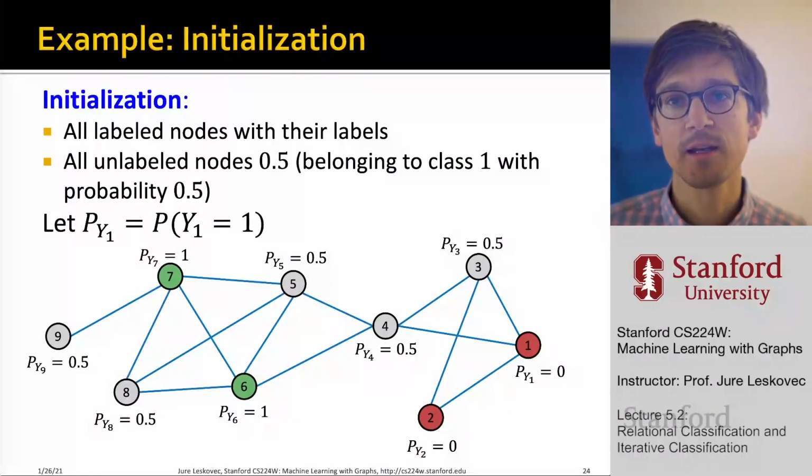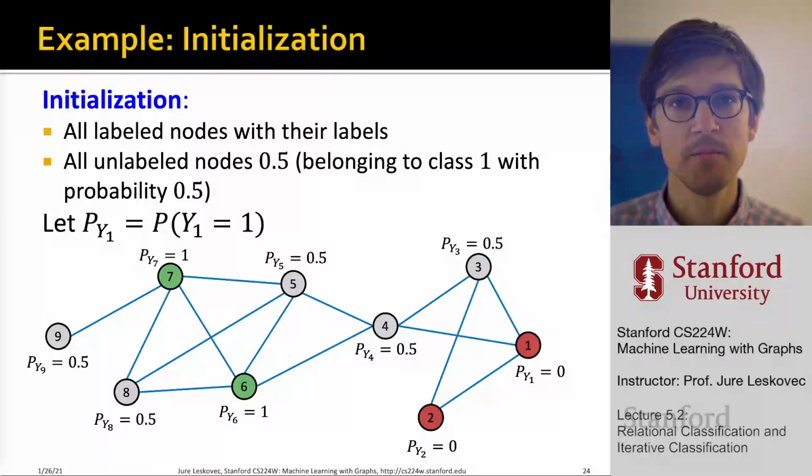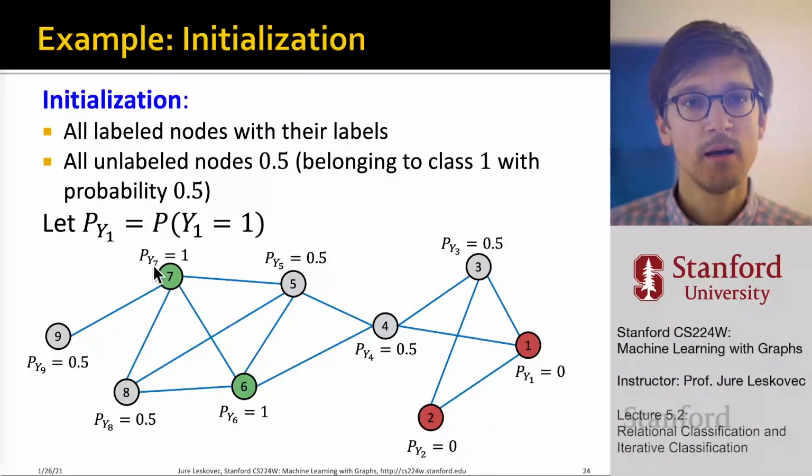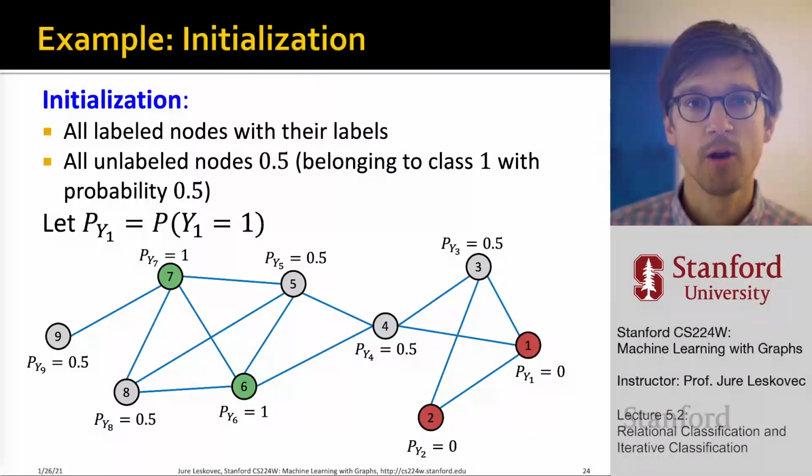So let me give you now an example of how one could implement this simple method. First, we are going to initialize all labeled nodes with their true labels, and we are going to fix this. So these probabilities of green and red nodes remain fixed. This says node 7 belongs to the green class with probability 1, while node 2 belongs to the green class with probability 0 because it's red. And then all the unlabeled nodes, we assign their probability of belonging to the green, positive class to be 0.5. Nodes are undecided which class they want to belong to.